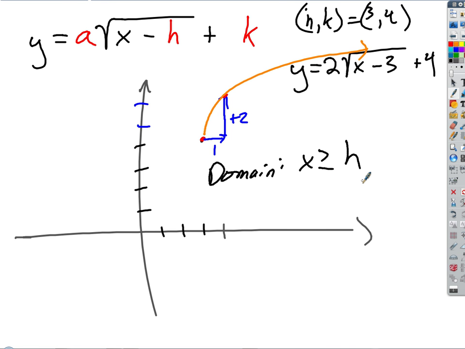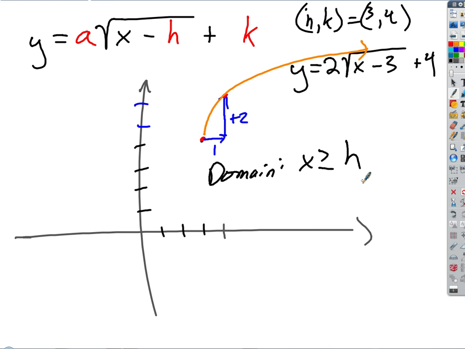Now, what's the range? Range is the possible y values, the output values. How would you describe the set of y values? It's infinite, but for example, is y equals 1 part of the output of that graph? No. Y is greater than or equal to 4, which is k, right? Does that make sense?